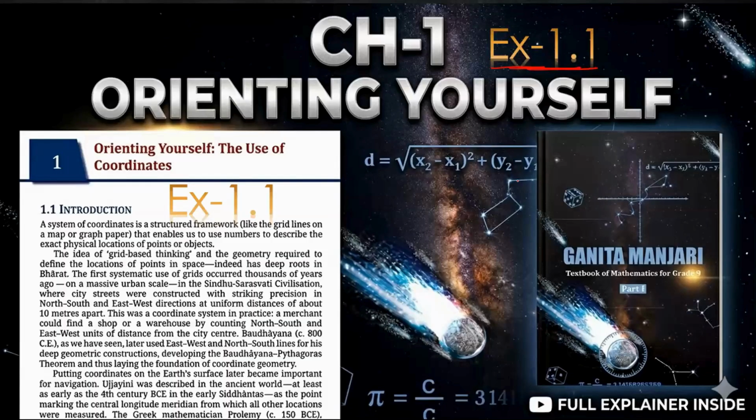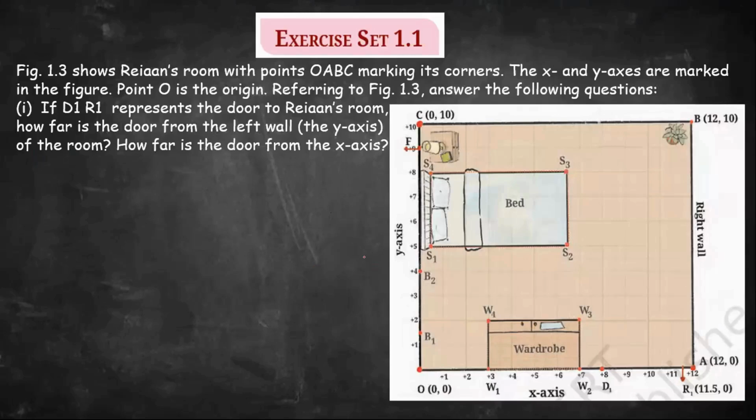Hello everyone. In this video, we are going to solve exercise 1.1. As in the last video, you have seen about the Cartesian plane, how to denote any coordinate, how to mark any point, and then you have seen Rehan's room, how his sister helped him to get acquainted with the plot and how she made a blueprint. You have already studied everything in the last video. So in this video we are starting exercise 1.1.